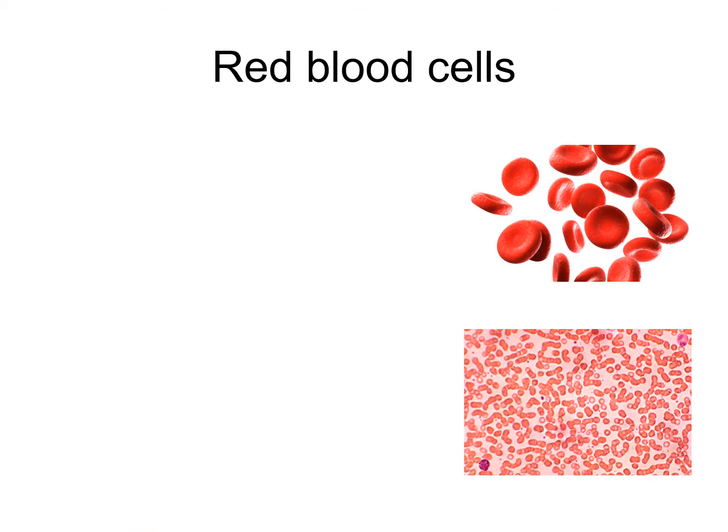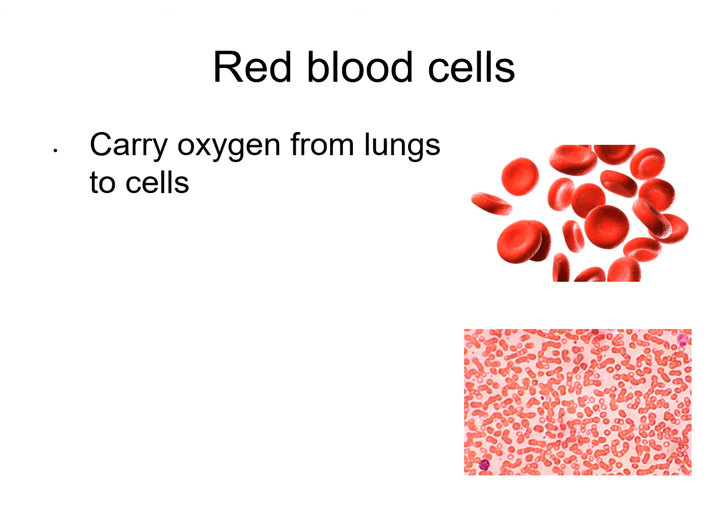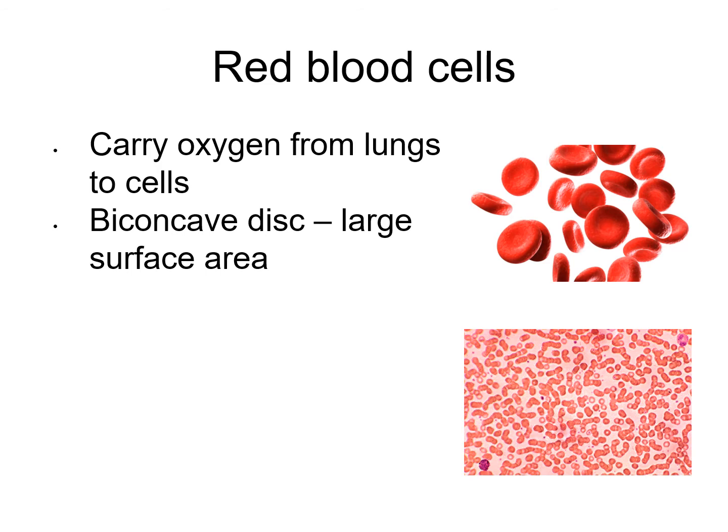Okay, so firstly, let's look at the different types of cells that we find in our blood, starting with red blood cells. Red blood cells carry oxygen from the lungs to the cells. They're an unusual shape, biconcave disc, we call that shape. It's a bit like a donut, and that gives them a really large surface area for carrying oxygen.